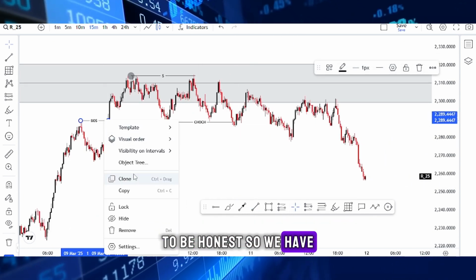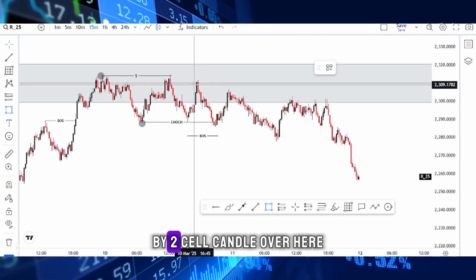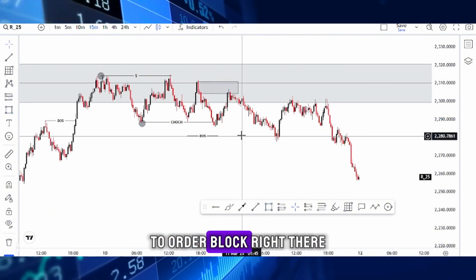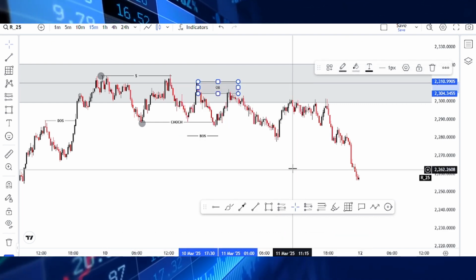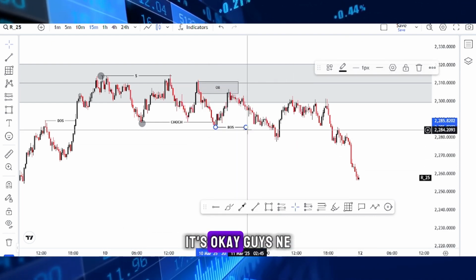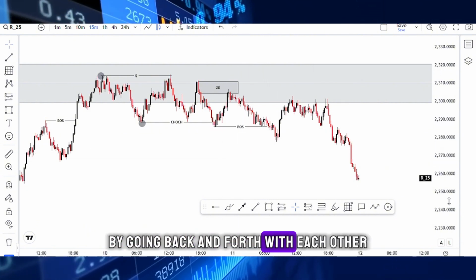So we have a change of character, the market tapping into this buy to sell candle, which is your order block right there. You can just say OB or your supply area, however you want to call it, okay, guys, so that we can avoid going back and forth with each other.